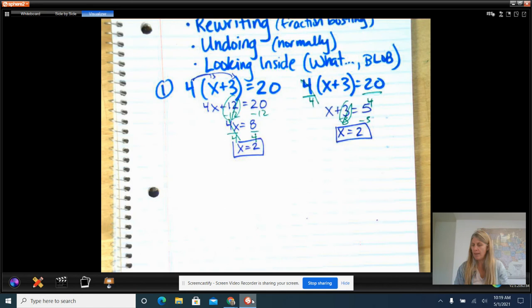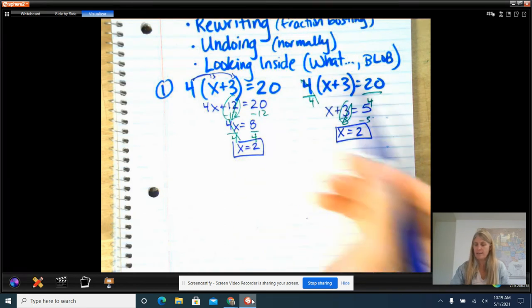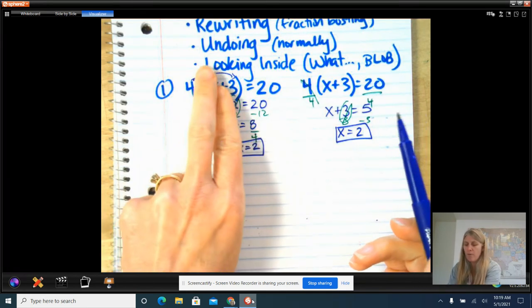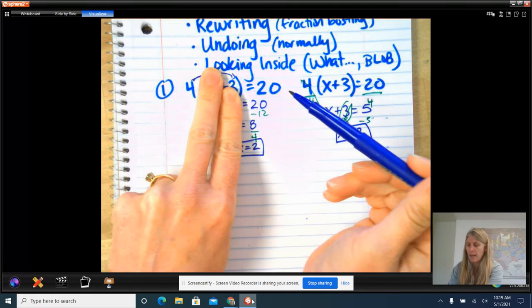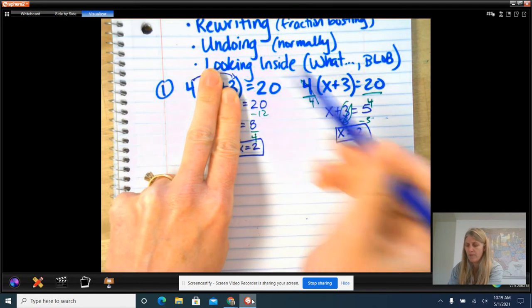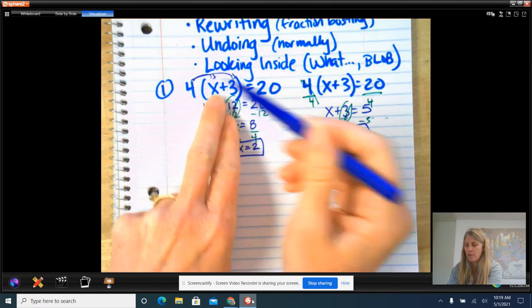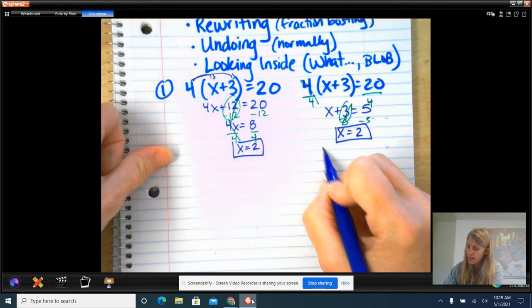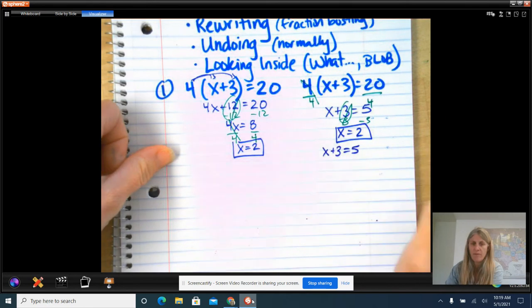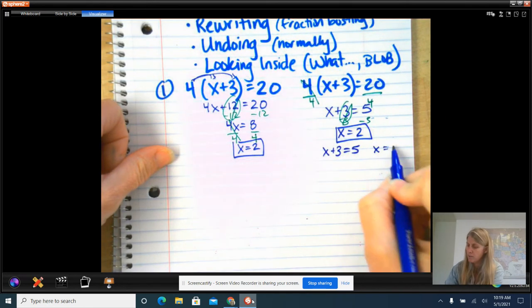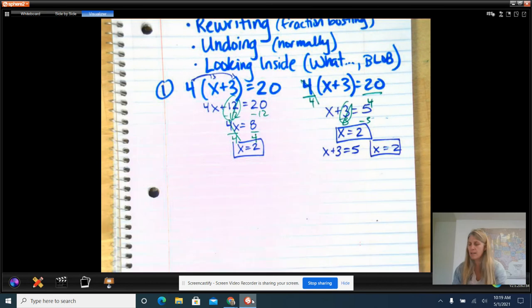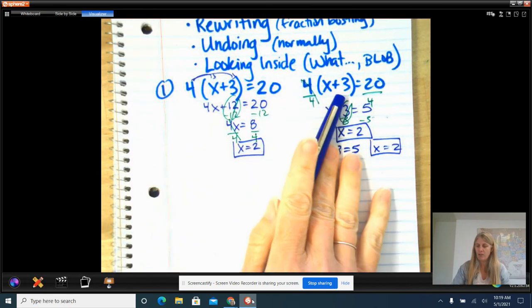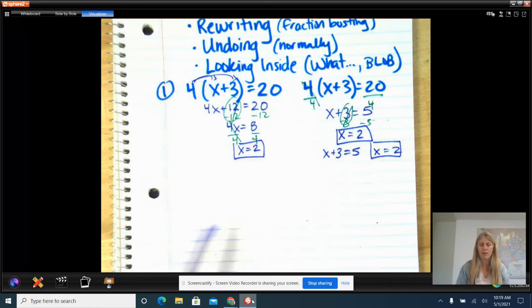Now, with that other one, looking inside, I would simply say 4 times what is 20? And I would know what is 5, because 4 times 5 is 20. So for this one, I would just go x plus 3 is equal to 5. Subtract 3 from each side and get x is equal to 2. And that's the looking inside technique. So I can rewrite, I can undo, or I can look inside. Once again, it doesn't matter which one you do. You want to do the one which works best for your brain.